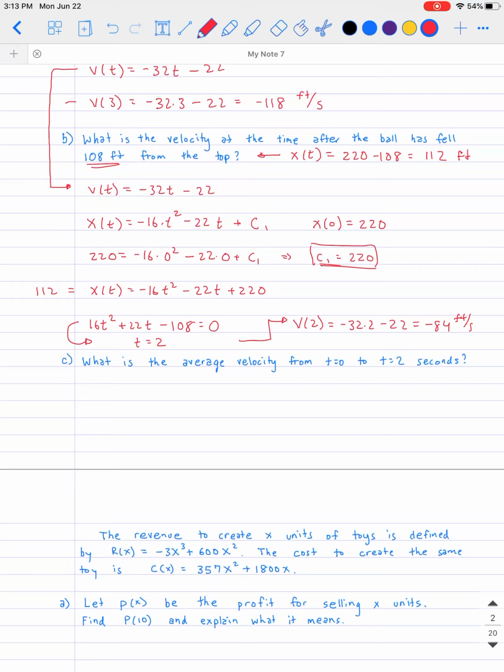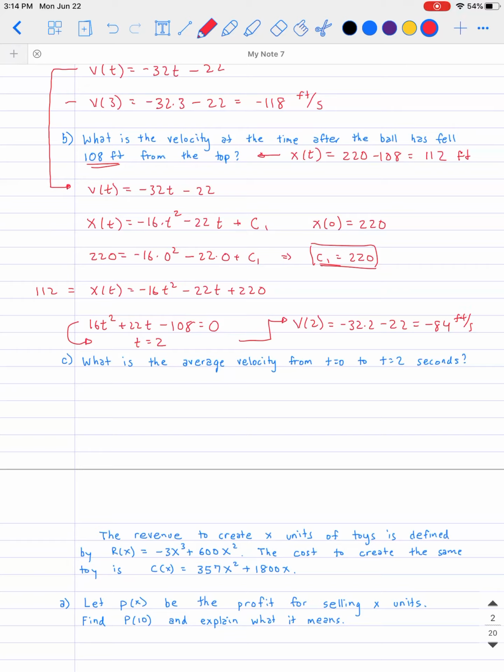Whereas if I'm asking for the average velocity, average means that you have an interval to work with. Hopefully you haven't forgotten the stuff we did leading up to calculus, like all the stuff we did with limits and the averages that we did back in chapter 1.